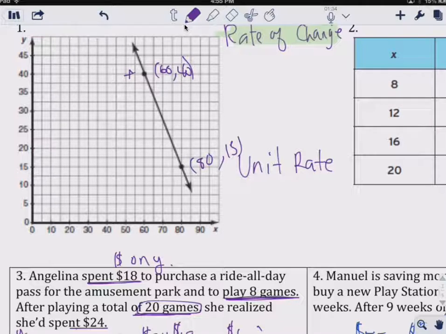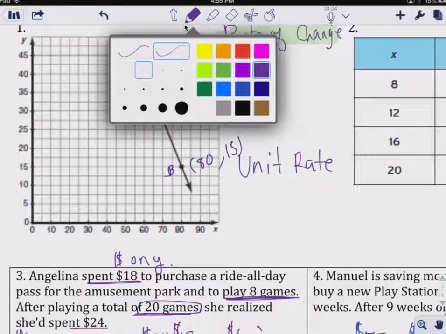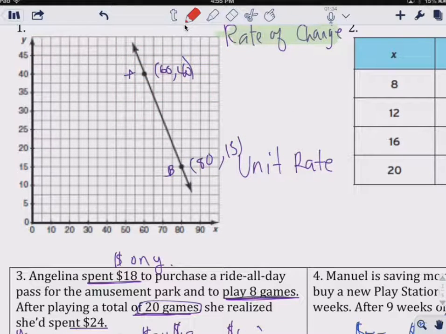We'll do A to B. Okay, we're going to do A to B. If we're going to do A to B, then we take 40 to 15 over 60 to 80. That gives you 25 over negative 20, which reduces, we can divide by 5, to 5 over negative 4. Unit rate is when you divide them to each other.